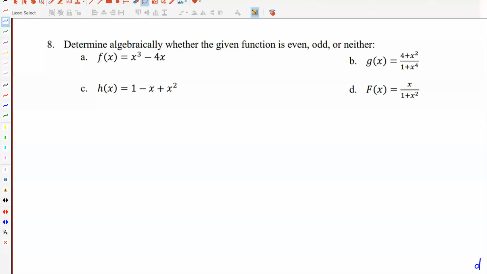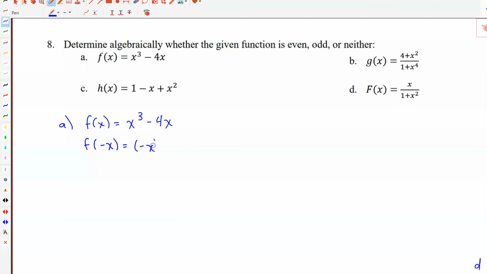In these examples, we're going to determine whether or not the given function is even, odd, or neither. Let's review how to determine that. Our first function is f of x equals x cubed minus 4x. What we're going to do is replace x with negative x in the function and see if we end up with something equivalent to what we started with.